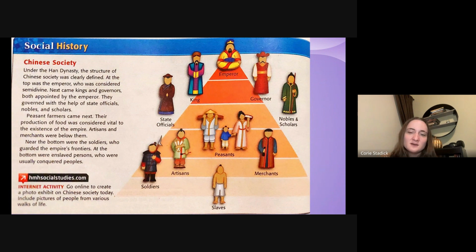Here's the social chart of Chinese society at that time. Below we have the enslaved class, and then above that were the soldiers, right? Usually you think the soldiers would be above the peasants. The peasants were actually in the middle of this social class, because Chinese society saw them as really essential, right? These are the people making the food. They're out there in the fields, farming. So that's why they're in the middle, and artisans and merchants are even below them. And then above the peasants, we have state officials, nobles, king, governor, and then, of course, the emperor.